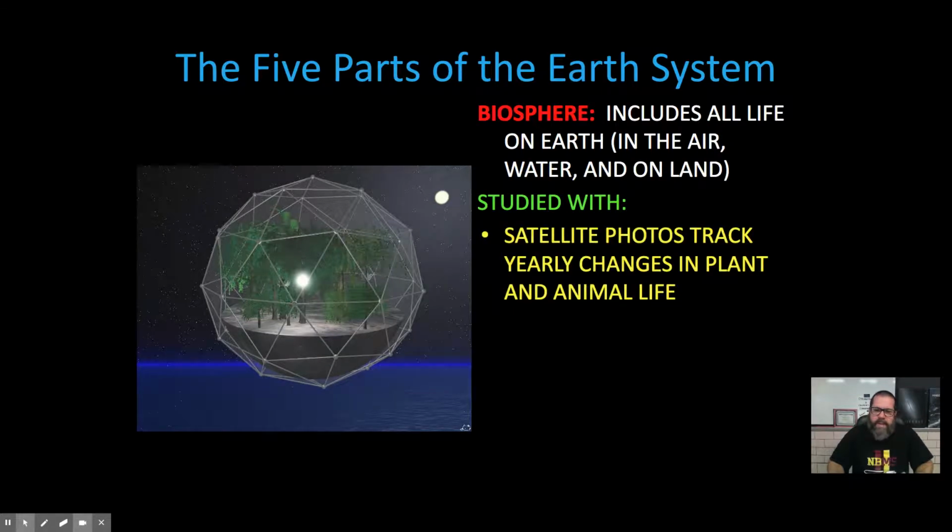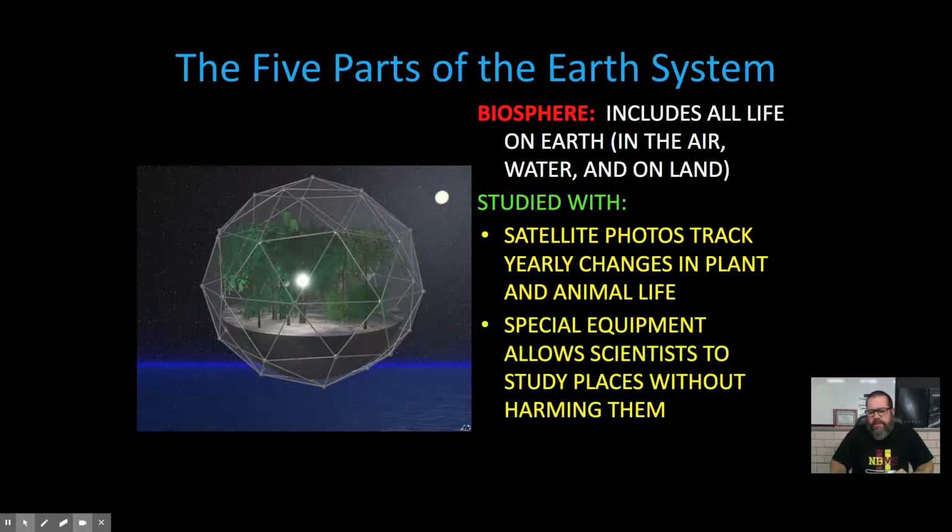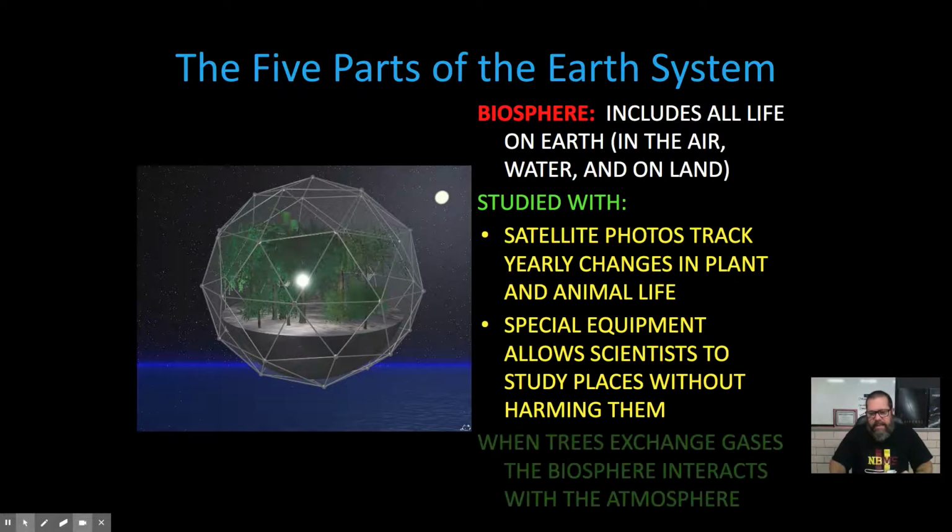Well, we can take pictures with satellites that can track yearly changes in plant and animal life, along with migratory patterns and things like that. We also have special equipment nowadays, high definition cameras, remote sensing equipment that allows scientists to study places without disrupting the ecosystem or without harming those areas.